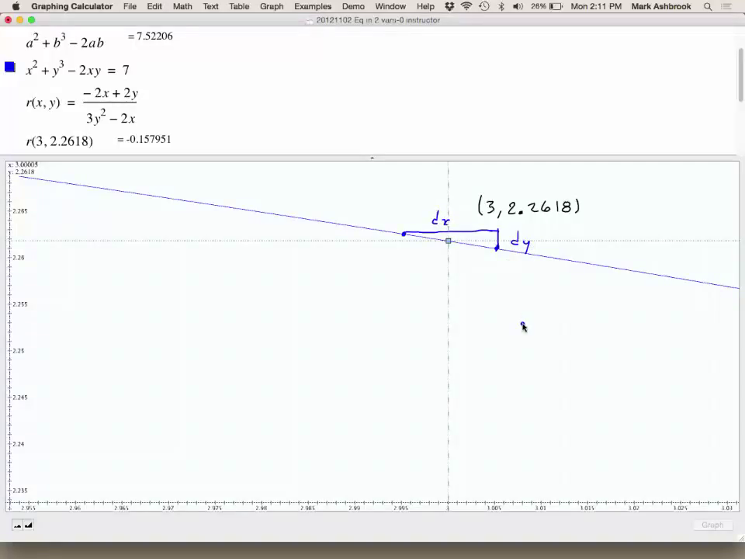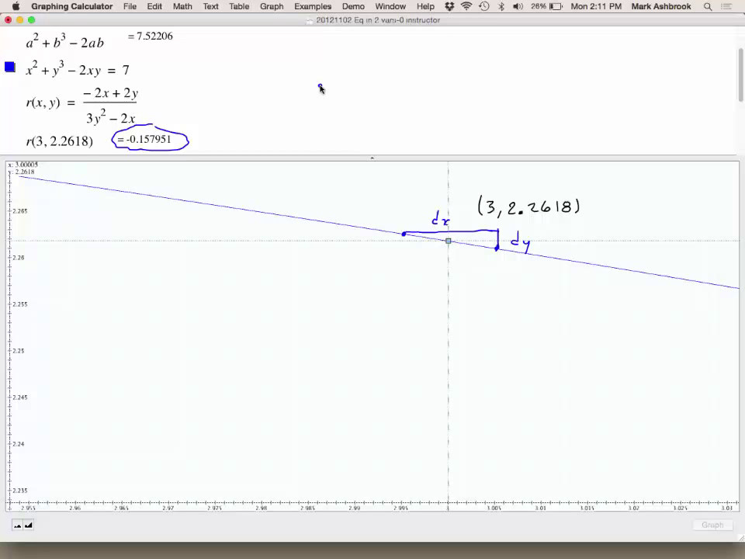Calculate dy over dx. Now that we're close enough in, so it's essentially linear, and that dy over dx will be very close to negative 0.15795. The equation is giving us an exact rate of change, right? Exact rate of change at the moment, in the vicinity of that point. Okay. Does it make sense?